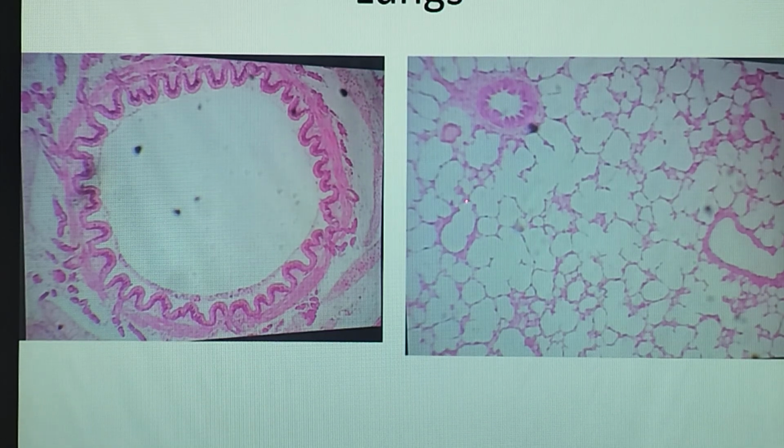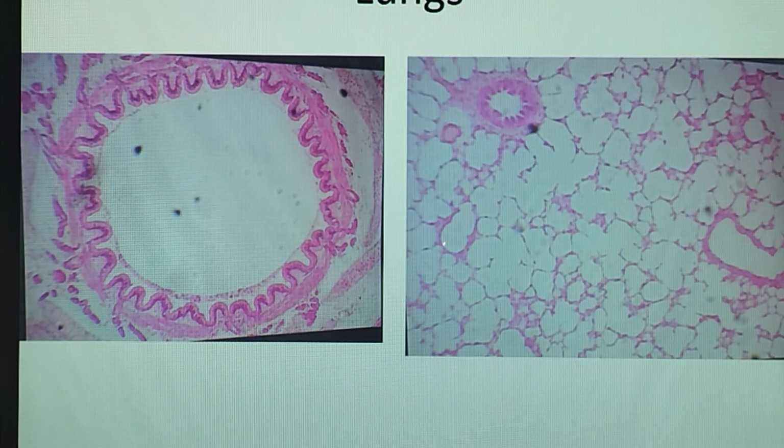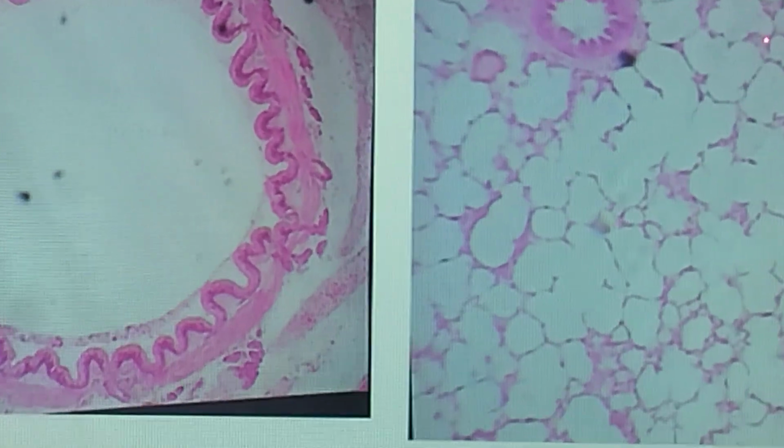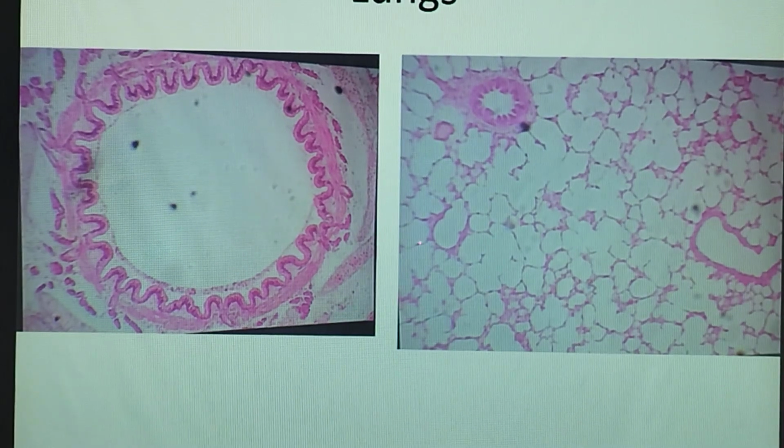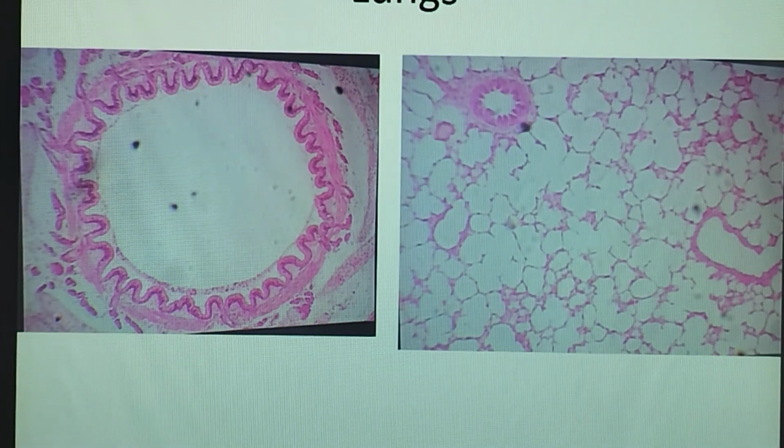Apart from that, you can see plenty of alveoli. You can see the alveolar duct also here. You can see the alveolar duct. You can see plenty of alveoli. All the alveoli are lined by simple squamous epithelium. So this is how you identify the slide of the lungs.